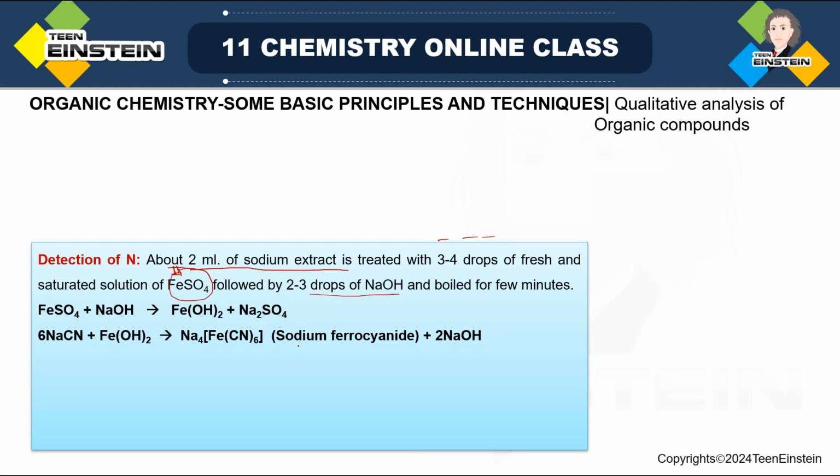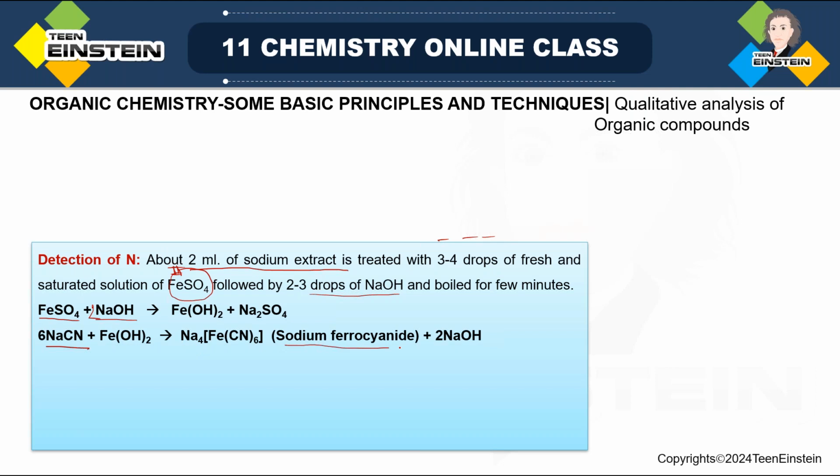Now we will boil it for some time. So the reactions that will take place: first of all, ferrous sulfate in presence of sodium hydroxide will produce ferrous hydroxide and sodium sulfate. So it is simply an exchange of ions, right? Now this ferrous hydroxide, Fe(OH)2, we already know when nitrogen is present, there will be sodium cyanide in the extract. So this sodium cyanide will react with Fe(OH)2, ferrous hydroxide, and form Na4[Fe(CN)6].